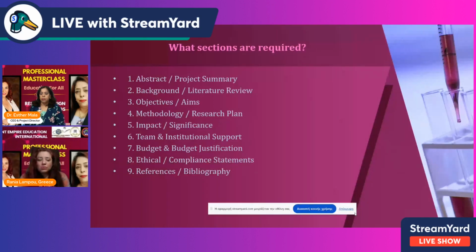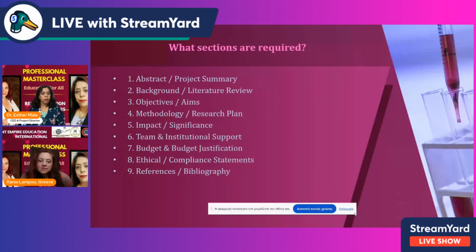So this could include an itemized cost narrative explaining why each cost is necessary, the institutional overhead if it's applicable, the ethical and compliance statements, the ethics approval, if, for example, human or animal subjects are involved, data management plan, the intellectual property considerations, to ensure that your research is responsible and approved. And the references, of course, because this acknowledges prior work and guides reviewers.